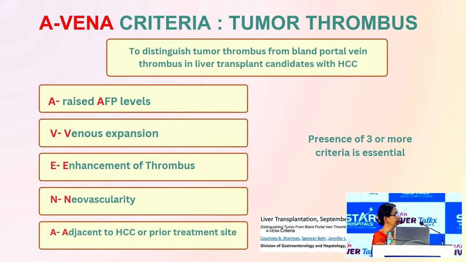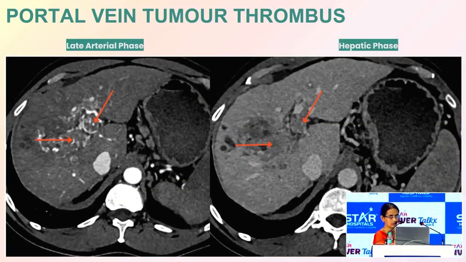So I'll go back to the previous slide now, as opposed to the bland thrombus that we saw in my previous slide. So here we can see, this is the late arterial phase and that's the hepatic venous phase. So you can see both the portal branches expanded by soft tissue. The soft tissue enhances and washes out. It is adjacent to a small tumor site here, which is the primary, and you can see the neovascularity. All these are blood vessels. So the tumor is basically growing into the portal vein.